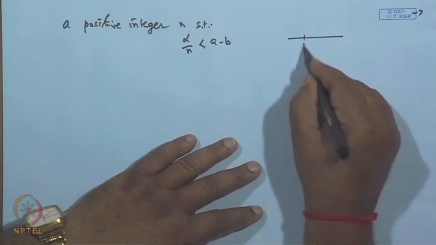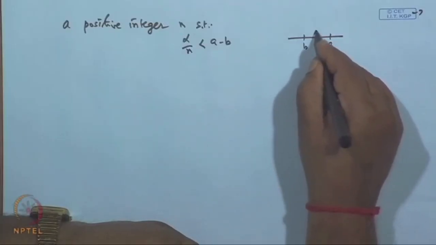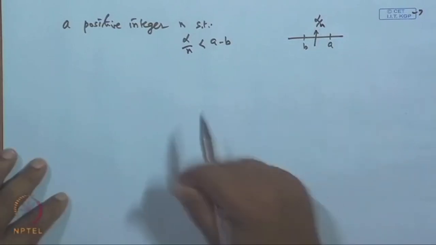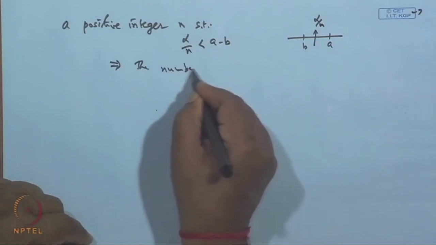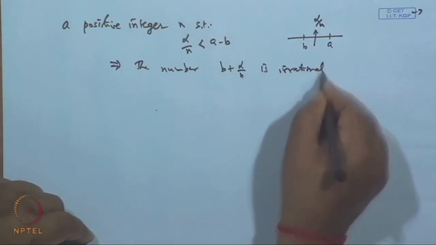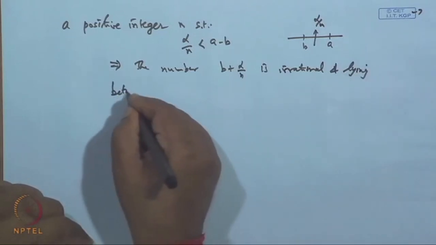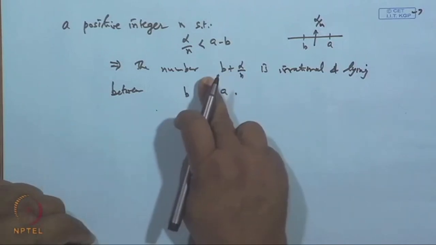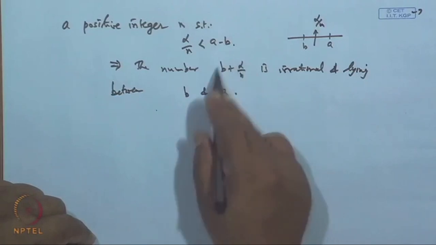What happens is this is our number b, here is number a. Now you picked up any irrational number alpha. So n can be chosen as large as possible so that alpha by n lies between this. It means the number b plus alpha by n is an irrational number, is it not? Because alpha is irrational, n is an integer of course, and it lies between b and a. It is greater than b, but is less than a because of this reason. So this number is an irrational number lying between b and a.